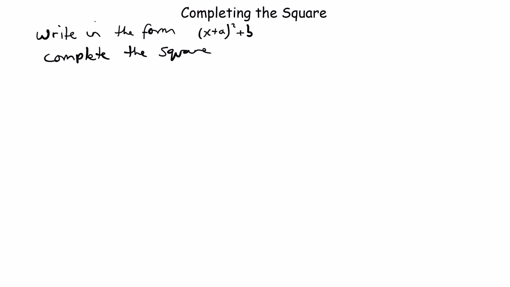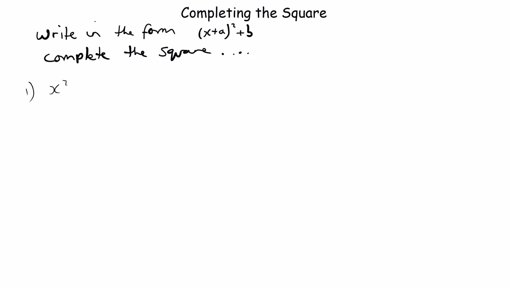Okay, completing the square. There's two ways that a question will show you that we need to complete the square. It will either say, write in the form x plus a squared plus b, or any variant of those letters, or it might simply just say, complete the square. We're going to go through a few examples.